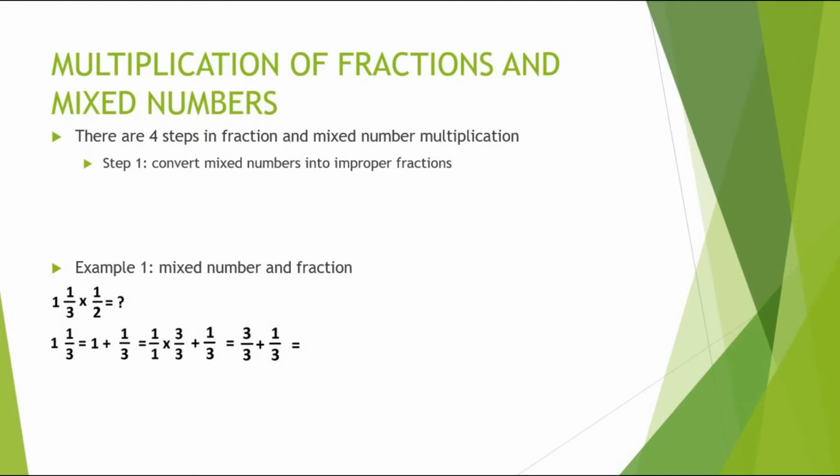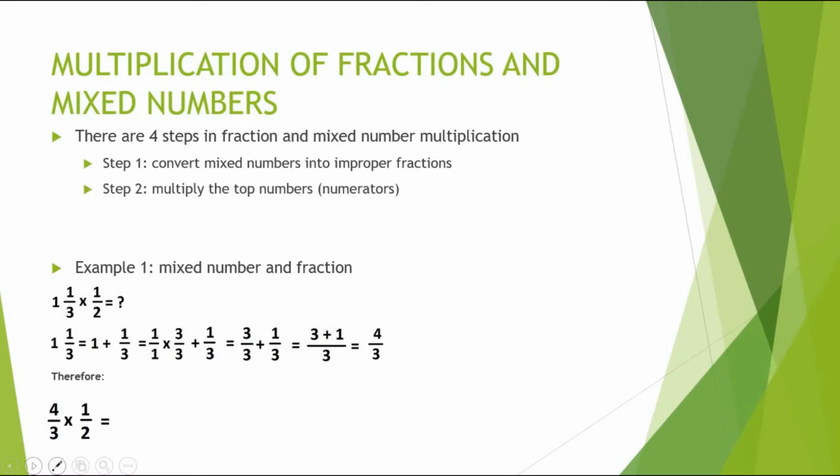Now that they have similar denominators, we can proceed with the addition. So, it will be 3 plus 1 and then we retain the denominator kasi parehas sila on addition. Okay? So, the answer is 3 plus 1 is equals to 4 and then the denominator will be 3. Therefore, our updated multiplication naman is ito. 4 over 3 yan times 1/2.